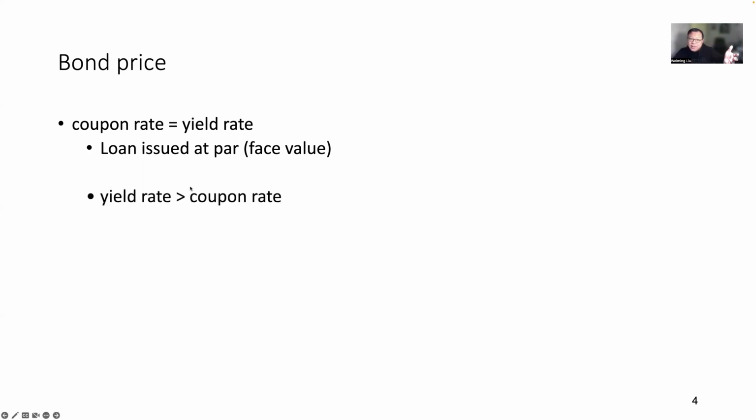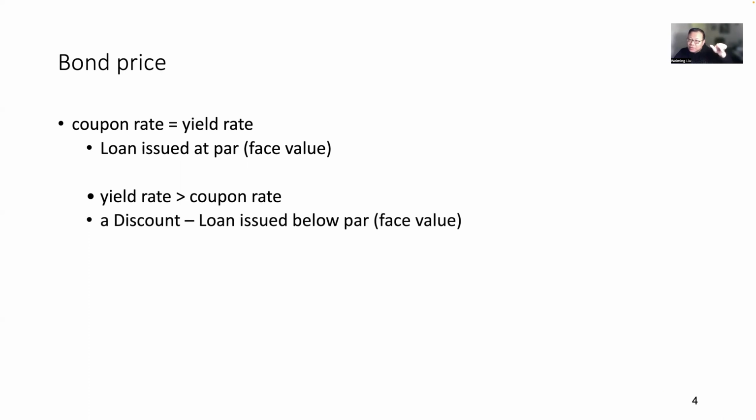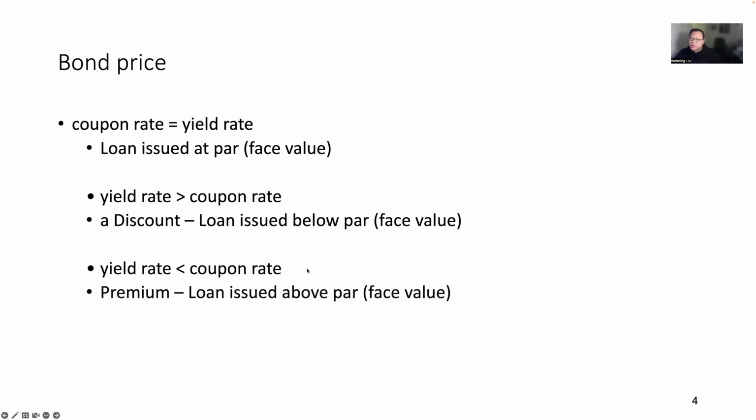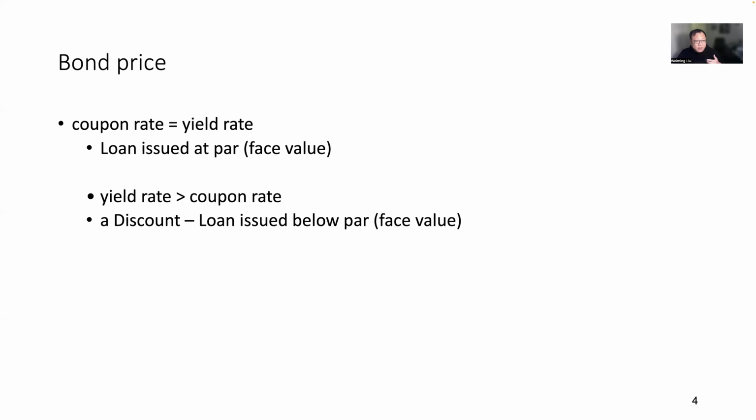If the yield rate is higher than the coupon rate, the price will be a discount price. On the opposite, if the yield rate is lower than the coupon rate, then you would have a premium. Okay, so why is it like that? Let's think about this.